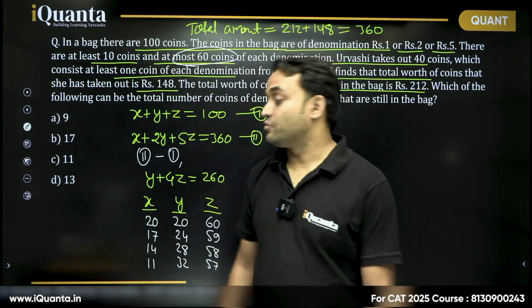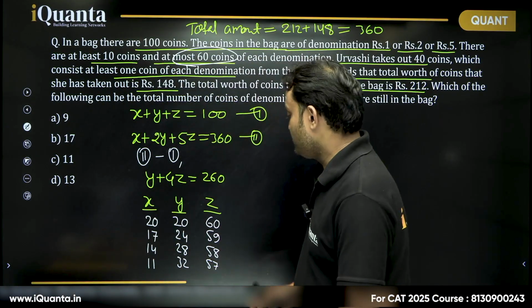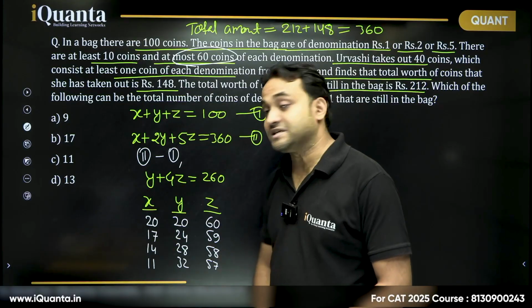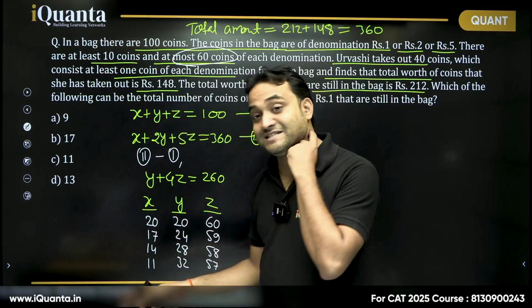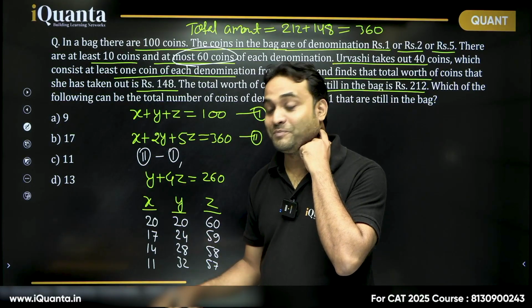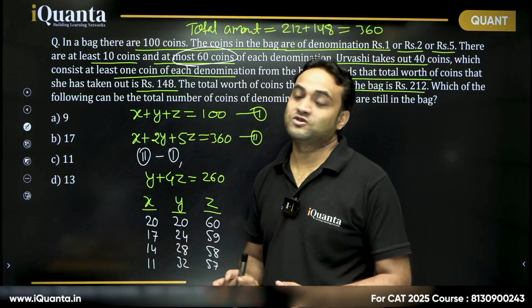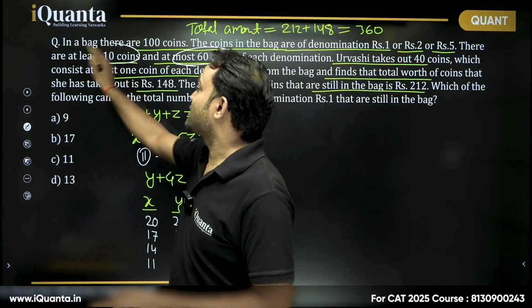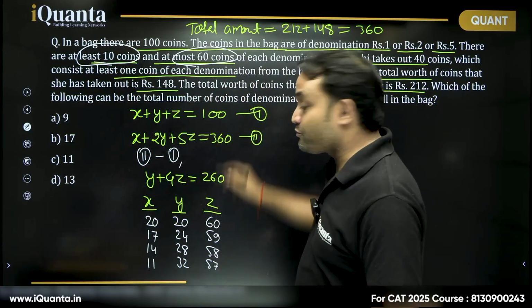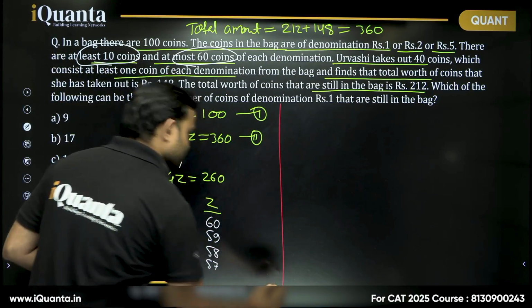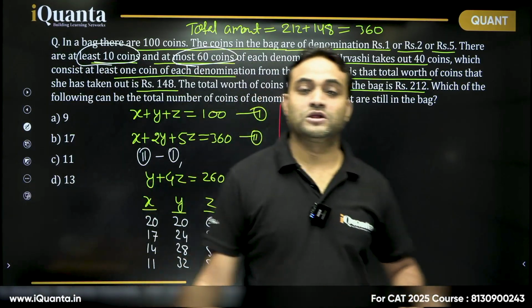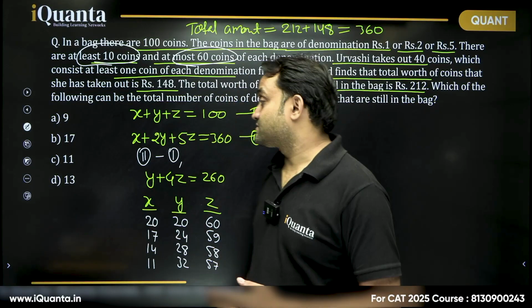Now, can we go beyond that? No. Why? Because if you are taking Z equal to 56, Y will be 36 and X will be less than 10, which is not possible because at least 10 coins are there. So there are 4 combinations possible where the sum of all the coins is 100 and their value is 360.